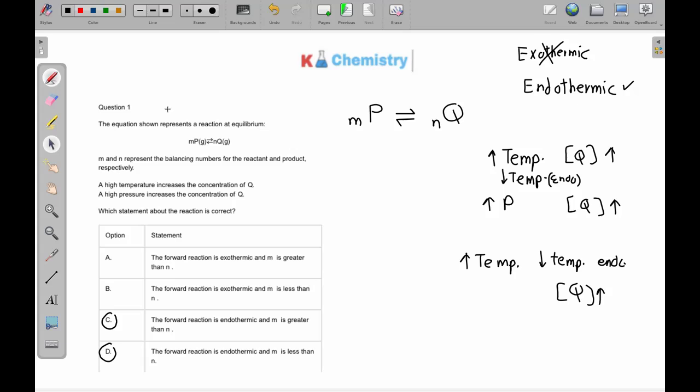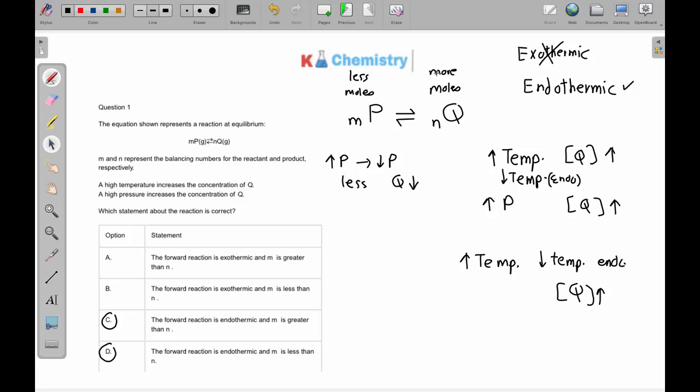Now he's saying that you have increased the pressure, and a high pressure increases the concentration of Q. When you increase the pressure, let's imagine that N has more moles and here there are fewer moles. If this assumption is correct and you have increased the pressure, the system will try to decrease the pressure, so it will move to the direction of fewer moles. So Q is going to decrease. But he said that Q has increased.